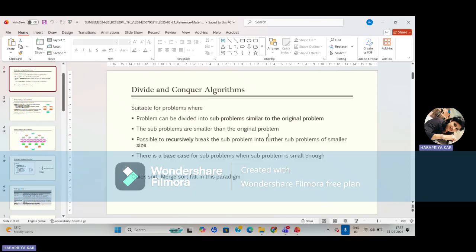So there is a best case for sub-problems when the sub-problem is small enough. Whenever the sub-problem is small enough, that is when the base case applies. So what are the examples of this divide and conquer algorithm? Examples are quick sort and merge sort. These also come under the paradigm of divide and conquer algorithms.